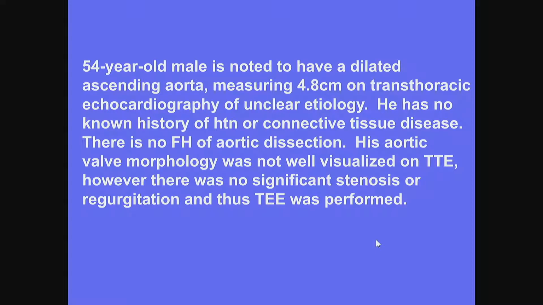This next patient is a 54-year-old male who is noted to have a dilated ascending aorta measuring 4.8 centimeters on transthoracic echocardiography of unclear etiology. He has no known history of hypertension or connective tissue disease. There is no family history of aortic dissection. His aortic valve morphology was not well visualized on TTE. However, there was no significant stenosis or regurgitation, and thus TEE was performed.